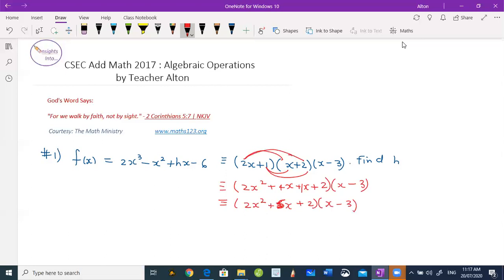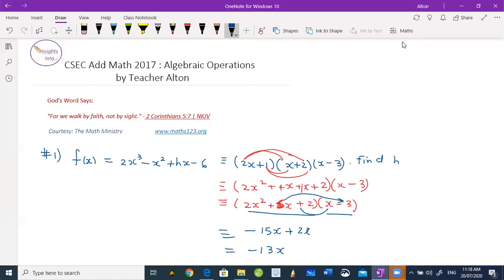Okay, so the focus is on the term in x. So we need to ask ourselves what multiplication between the two sets of brackets will give us the term in x. Now we can multiply 5x by minus 3. We will get a term in x which will be minus 15x. And the only other term in x that will be generated is when we multiply 2 by x, which will give us 2x. And when we simplify, the term in x will really be minus 13x.